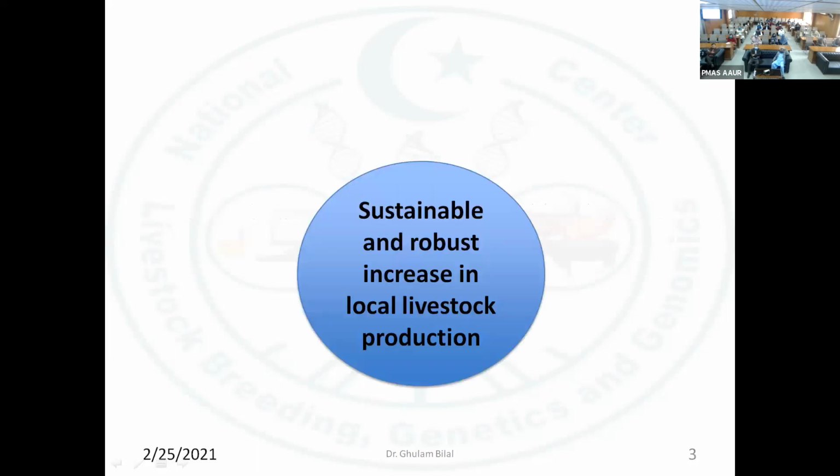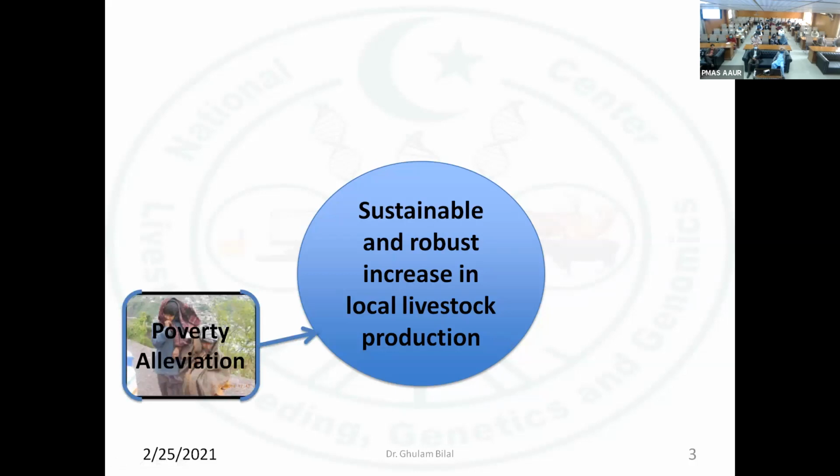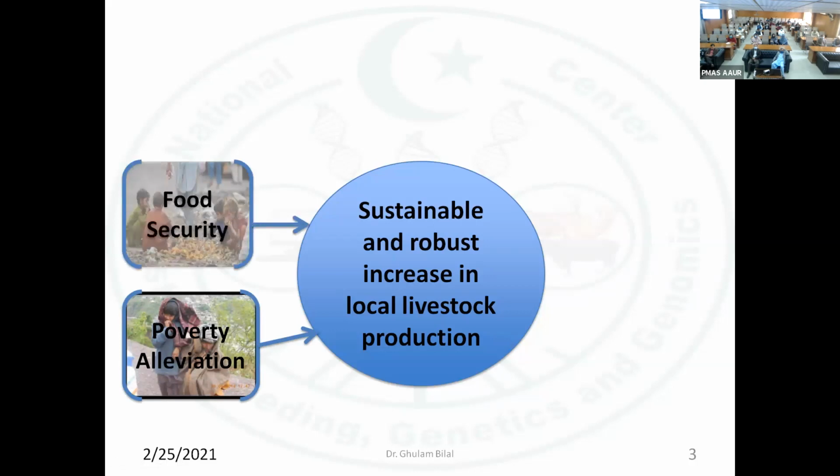So sustainable improvement is the key for long-term improvement of a country. For sustainable development, we need to develop our own resources instead of relying on resources of others or importing from other countries. So sustainable and robust increase in local livestock production, and how we can achieve it, and why we need to achieve it: one is poverty alleviation. This is a common thing. A lot of proportion of our population is living below the poverty line. So we need to make sure that they are out of that poverty, and food security.